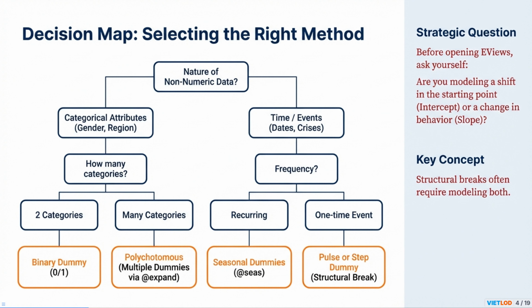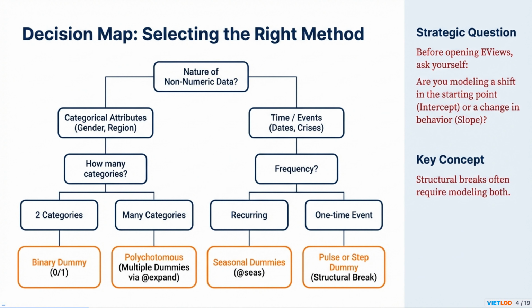This decision map guides us in selecting the right method for creating dummy variables based on the nature of our non-numeric data. First, consider if your data represents categorical attributes like gender or region, or if it's related to time, such as specific dates or crises. If it's categorical attributes, the next step is to determine the number of categories. For two categories, a simple binary dummy variable, typically 0 or 1, is sufficient. If you have many categories, such as different states or industries, you'll need polychotomous dummies, which means creating multiple dummy variables, often efficiently done via the @expand function.